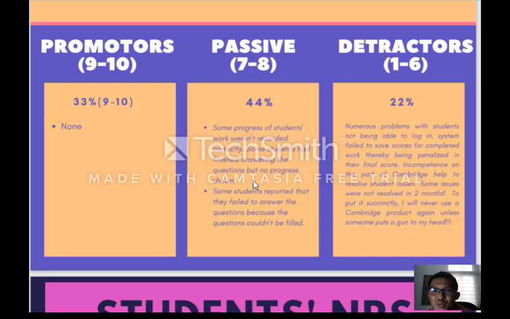Okay, meanwhile, one of the teachers explained this problem is very extreme. Numerous problems with students not being able to log in, the system failed to save scores for complete breaks, thereby being penalized in their final score, and incompetence on the part of campus help to resolve student issues. Some issues were not resolved in 2 months. It took 2 months to resolve the problem, and he will never use campus product again unless someone puts a gun to my hands. That's what one of the teachers said. It's very extreme. Okay, so that's all about the teachers' NPS and the problems supporting that.